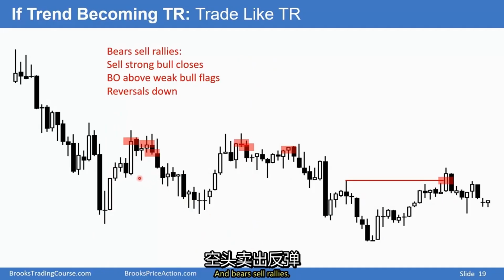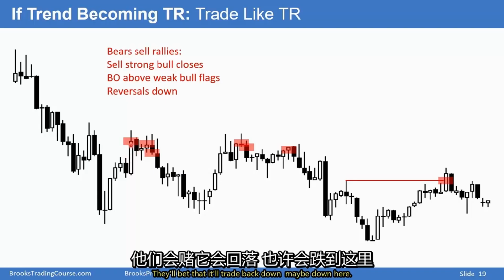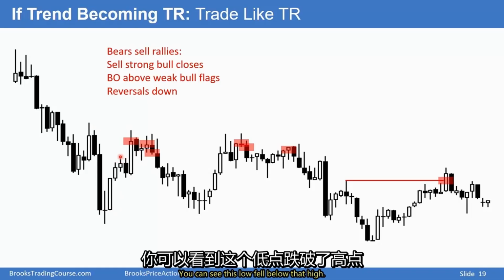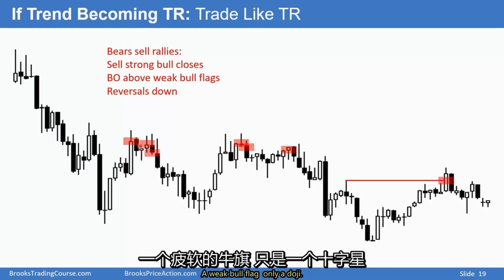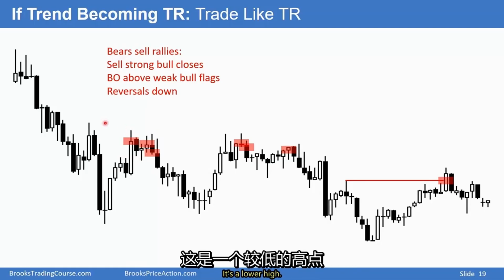And bears sell rallies. They see a strong bull bar, and they'll bet against this being a measuring gap. They'll bet that it'll trade back down, maybe down here, double top bear flag, and they'll expect this gap to close. You can see this low fell below that high. They'll sell more on the reversal down. A weak bull flag, only a doji. This bull bar has bad follow through. It has a tail, it's a lower high.